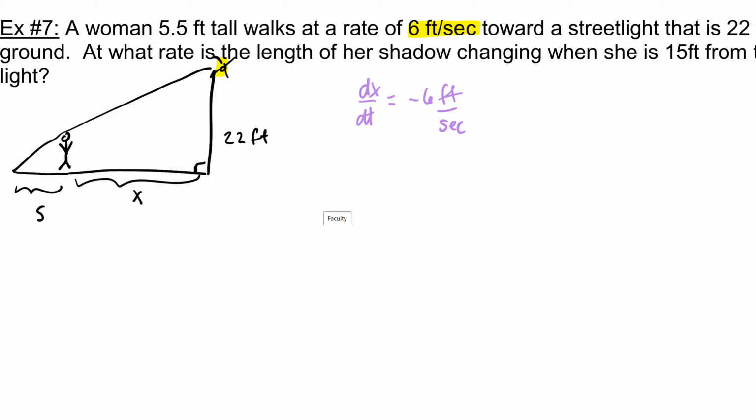Okay, make sure we understand this. What we're looking for is the rate of change of the shadow. How is the length of her shadow changing? So this is just going to be ds/dt. How is the length of the shadow changing? S is the length of the shadow.